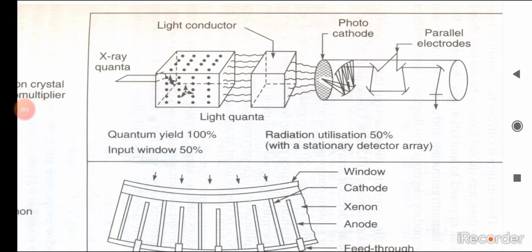Photocathode, parallel electrodes. The quantum yield 100%, input window 50%, radiation utilization 50% with stationary detector array.